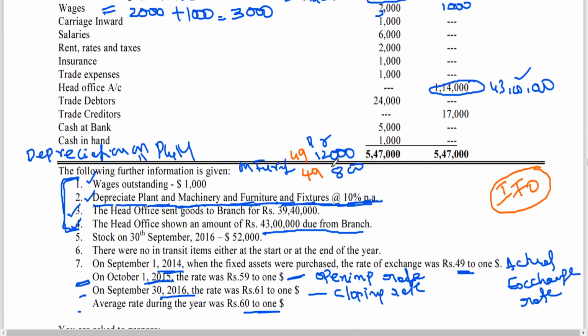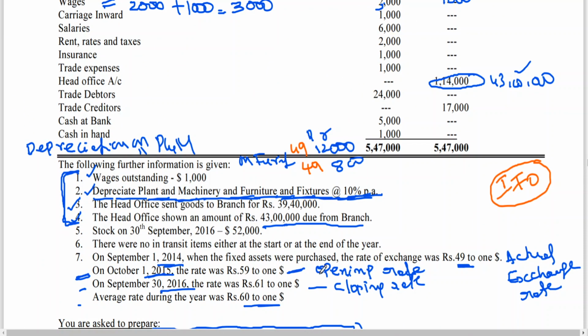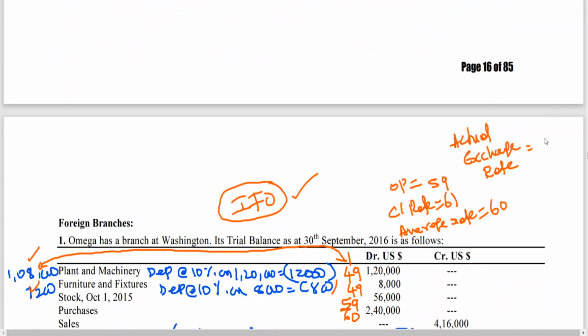The actual exchange rate given here for fixed assets is 49 rupees to $1. This is for fixed assets. This is what you should do.